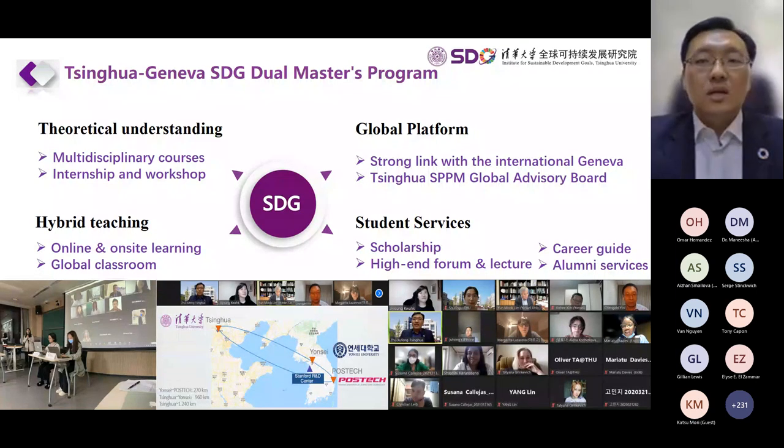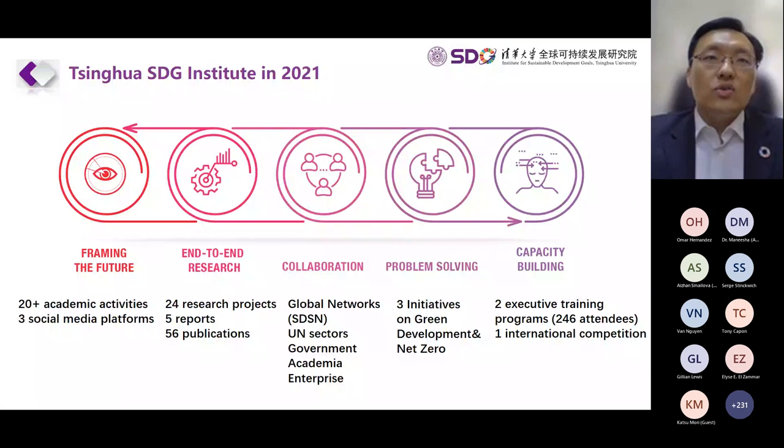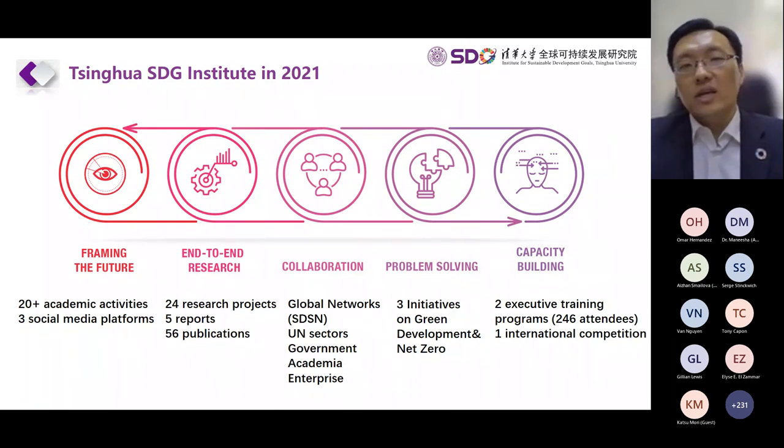For the research and activities of the SDG Institute, that's the example in 2021. We have 20 plus academic activities, 3 social media platforms, 24 research projects, 5 reports, and 56 publications. And we are the hub of the SDSN and other international organizations. And also we have 3 initiatives for green development and net zero.